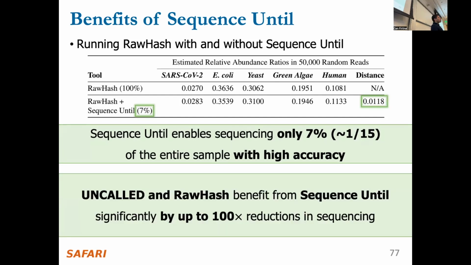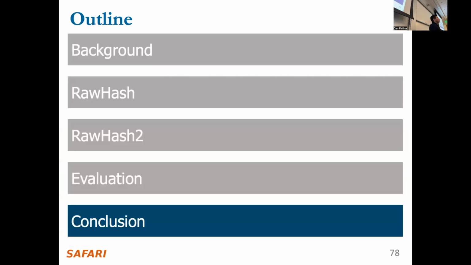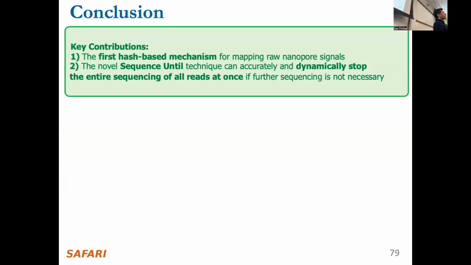And then we also simulate the benefits of SequenceSample using Uncalled, not just RowHash. We look at certain breakpoints, like what would be our relative abundance estimation at 1%, 10%, and so on. And then we find that we can reduce the sequencing time and cost by up to 100x using this SequenceSample mechanism.